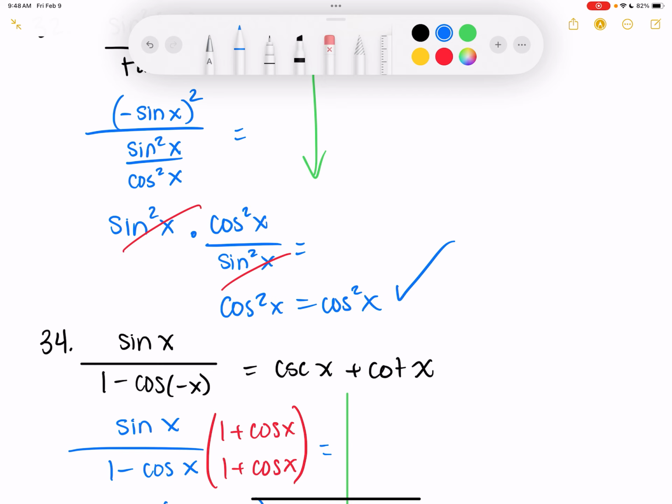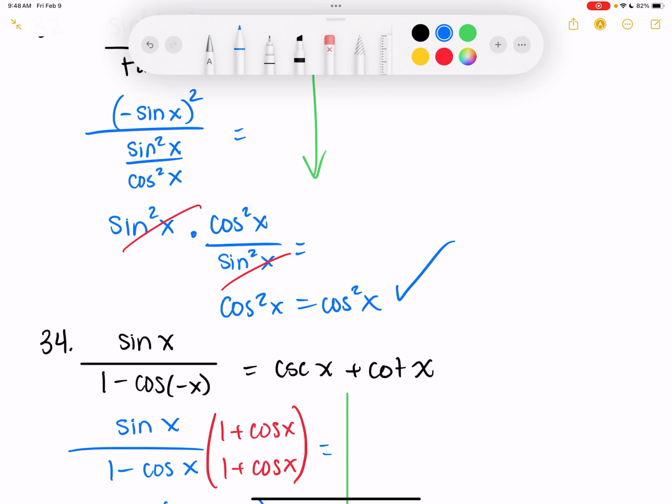So if you left the top alone, what do you get on the bottom when you do this? Sine squared x. So it would be 1 minus cosine squared x, which then is sine squared of x, yes. So then I have sine of x times 1 plus cosine of x over sine squared of x.